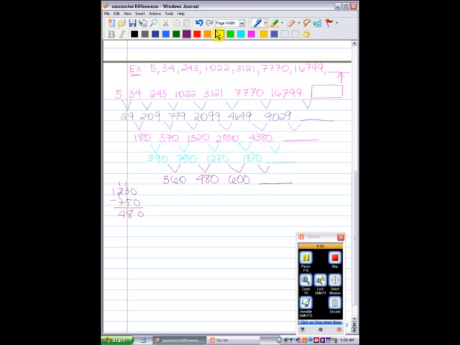Good, I could see there. We're so close to being done. Let's do the next row. 480 minus 360, 120. 600 minus 480, 120. Whew! So now we reached the end. We got the same number. That tells us that our bottommost missing number is also 120. They're going to have the same differences.